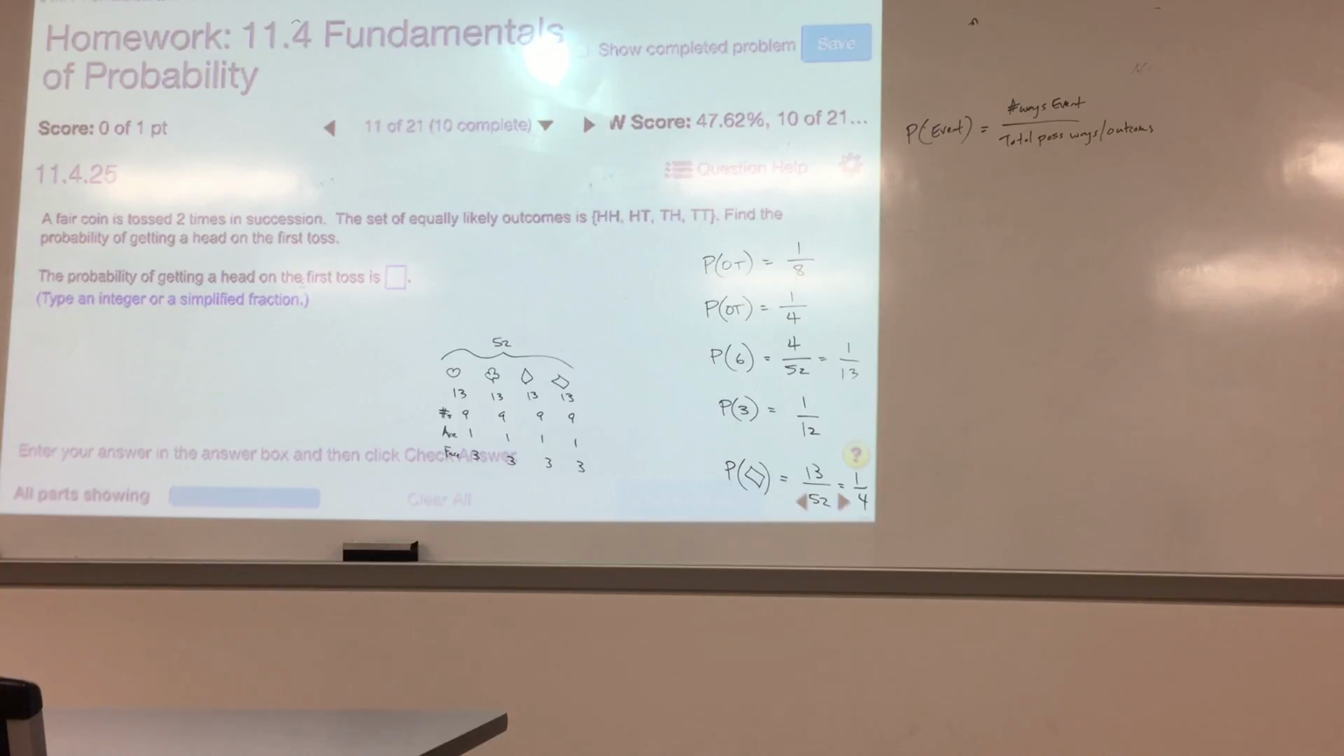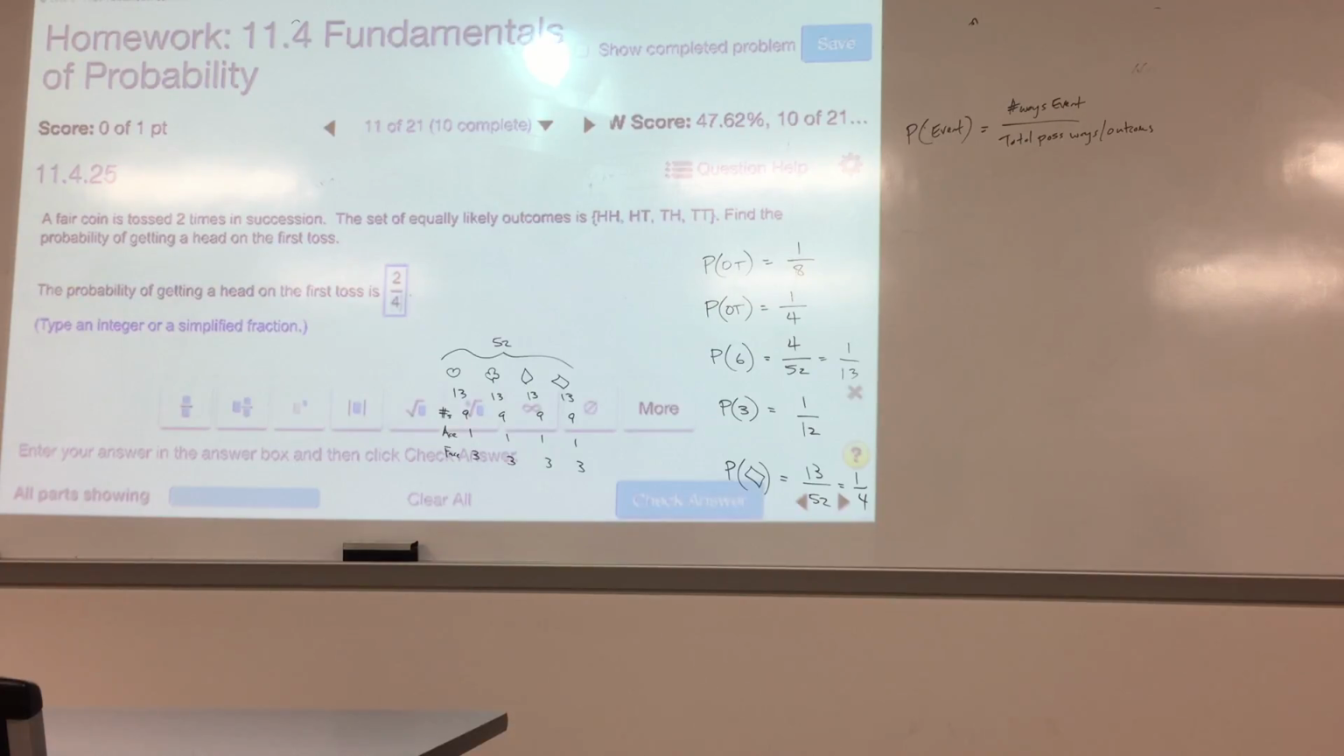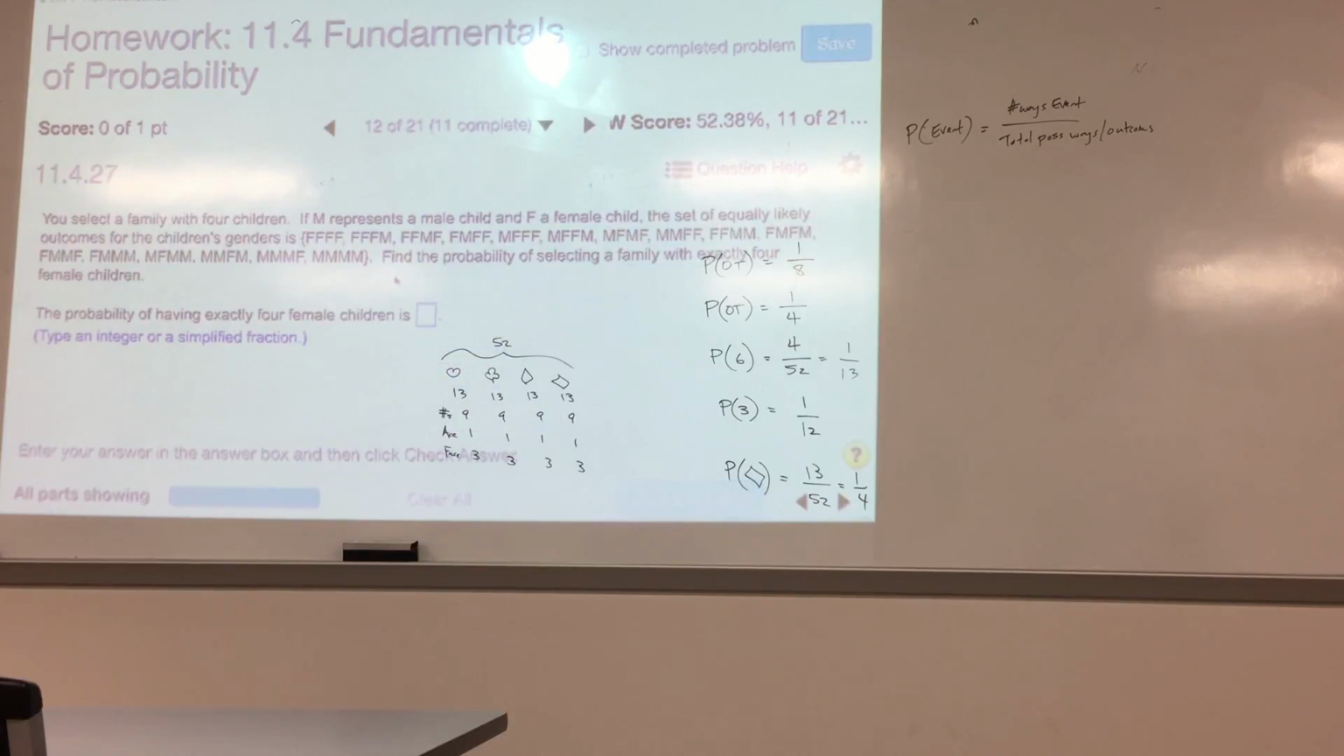Okay, let's take a look at this one. Doesn't hurt. A fair coin is tossed 2 times in succession. The set of equally likely outcomes is, obviously, we've already seen that, right? Find the probability of getting a head on the first toss. How many ways can we get a head on the first one? 2, right? So there are 2 ways that we can get a head on the first toss. So that's 2 out of 4, or simply 1/2. Does that make sense, everybody? Any questions about that? All right, good.